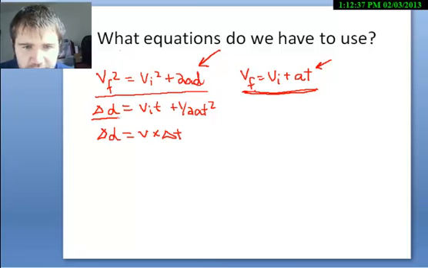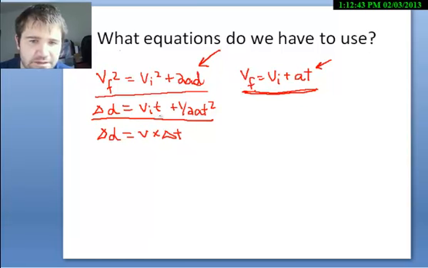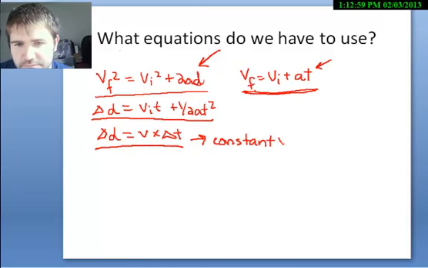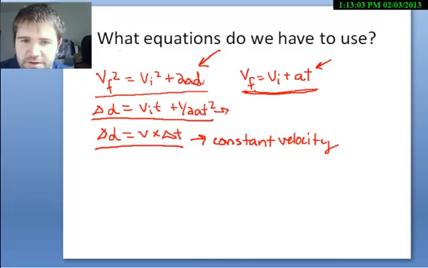This equation is for finding the distance it traveled when we know the velocity initial, the time it accelerated for, and the acceleration. And this is how we calculate the change in distance when there is a constant velocity. So if there is no acceleration, we use this equation. And by the way, in this one there has to be a constant acceleration. It doesn't work if the acceleration is changing.